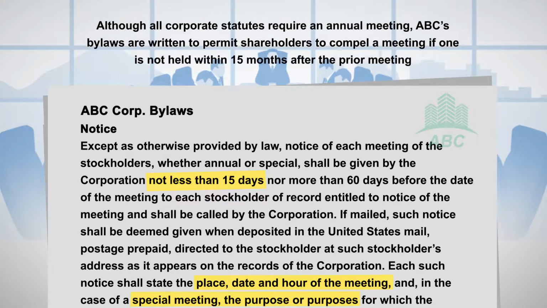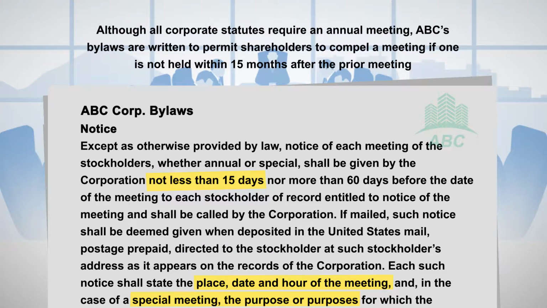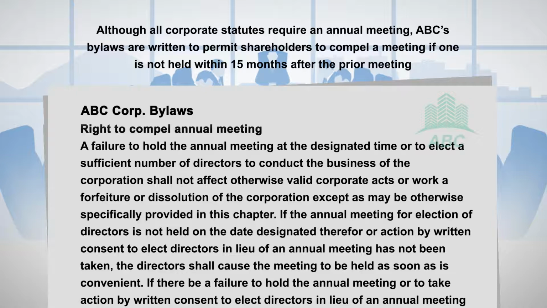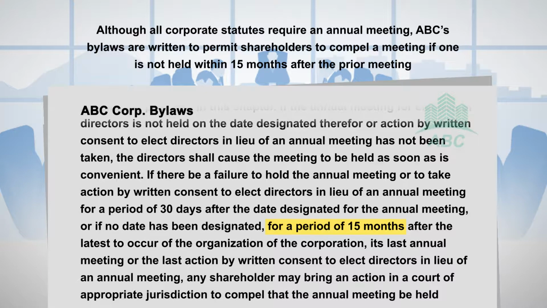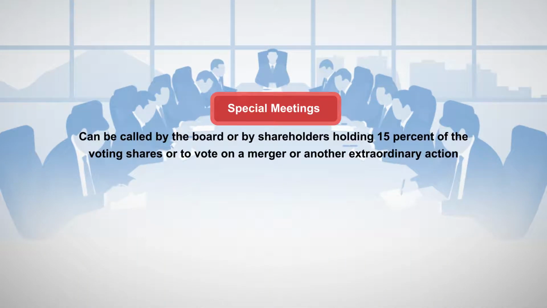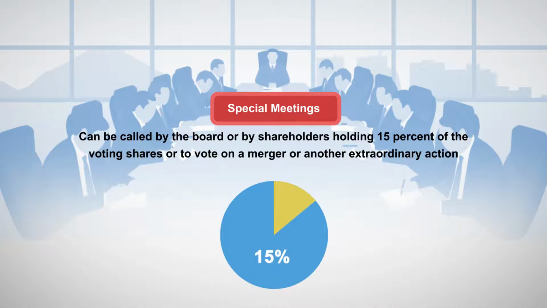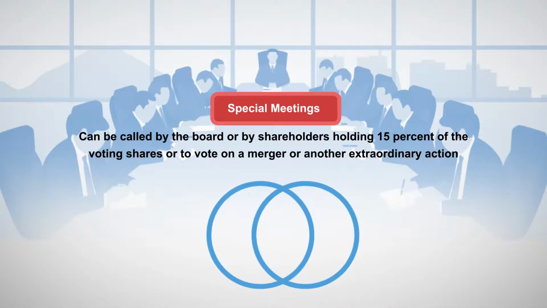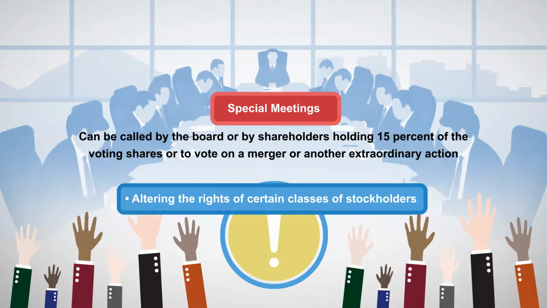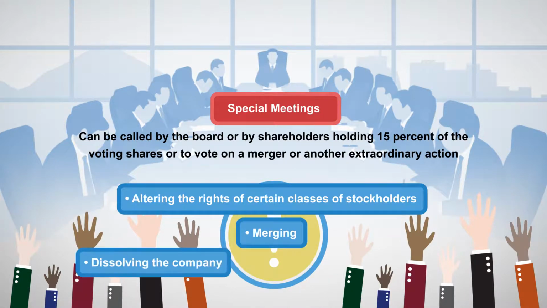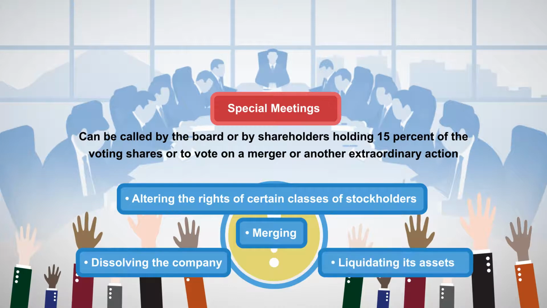Although all corporate statutes require an annual meeting, ABC's bylaws are written to permit shareholders to compel a meeting if one is not held within 15 months after the prior meeting. Special meetings can be called by the board, or by shareholders holding 15% of the voting shares, or to vote on a merger or other extraordinary action, such as altering the rights of certain classes of stockholders, merging, dissolving the company, or liquidating its assets.